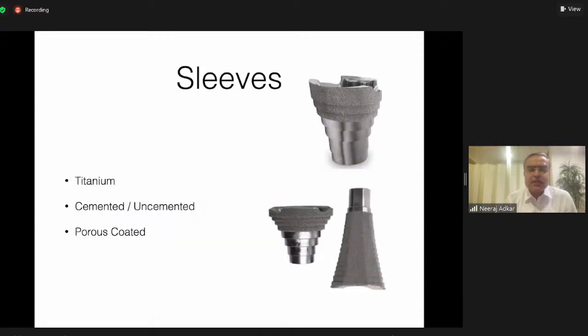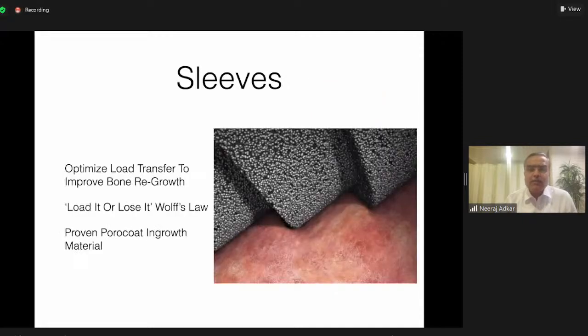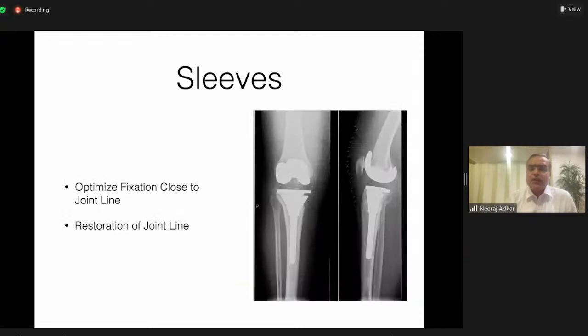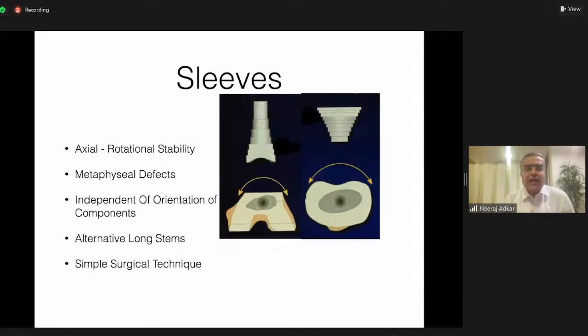And so sleeves are made of titanium and they are porocoat, and they really give good metaphyseal hold, which helps in bone load transfer through these sleeves. Even if there is a defect at the surface at the epiphysis level, with the help of sleeves you can bypass that, and that really gives good hold in the metaphyseal region. At the same time, they help in restoration of the joint line. And so they provide axial as well as rotational stability, and they're excellent in metaphyseal defects.